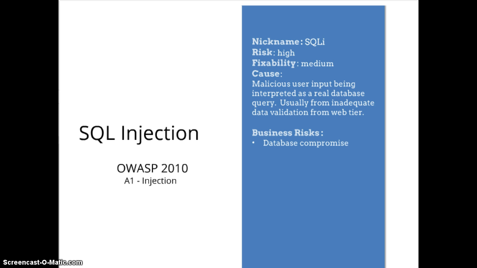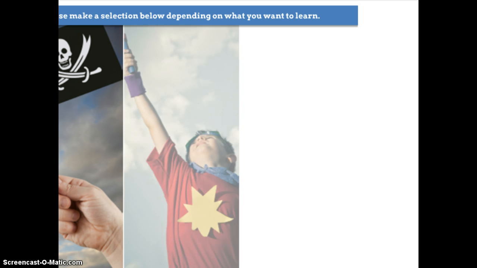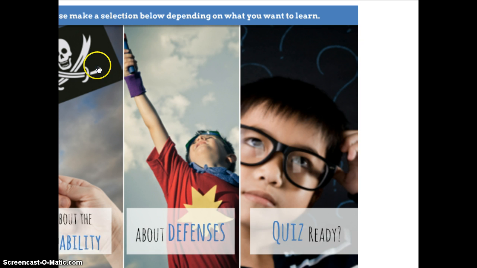The business risks are very serious. We're talking about full database compromise and the possibility for alteration of data in your database. Now, its defenses are prepared statements and stored procedures, both of which we'll discuss as we jump in. We'll be discussing 3 things in this module: SQL injection, blind SQL injection, and some defenses.